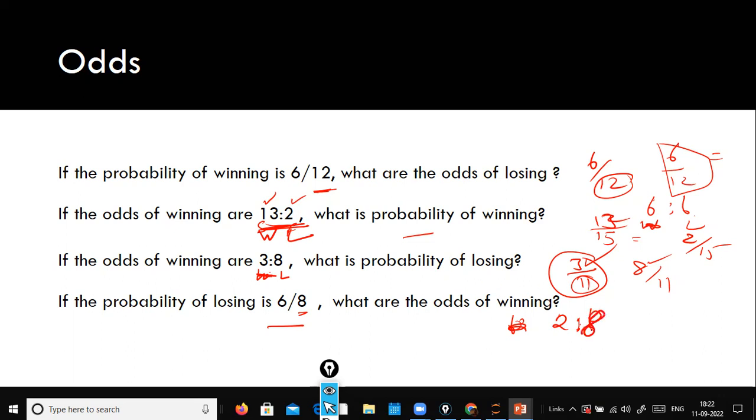Gilbert, you are correct. It is 2 is to 8, not 2 is to 6. Out of the 8, there are 6 chances that he is losing, which means the remaining 2 is winning. So 2 is to 8, correct. So if they give you probability, you should know how to convert it to odds, and if they give you odds, you should know how to convert to probability. Don't worry, while I explain how to derive the equation for the linear regression equation, I'll explain this one.